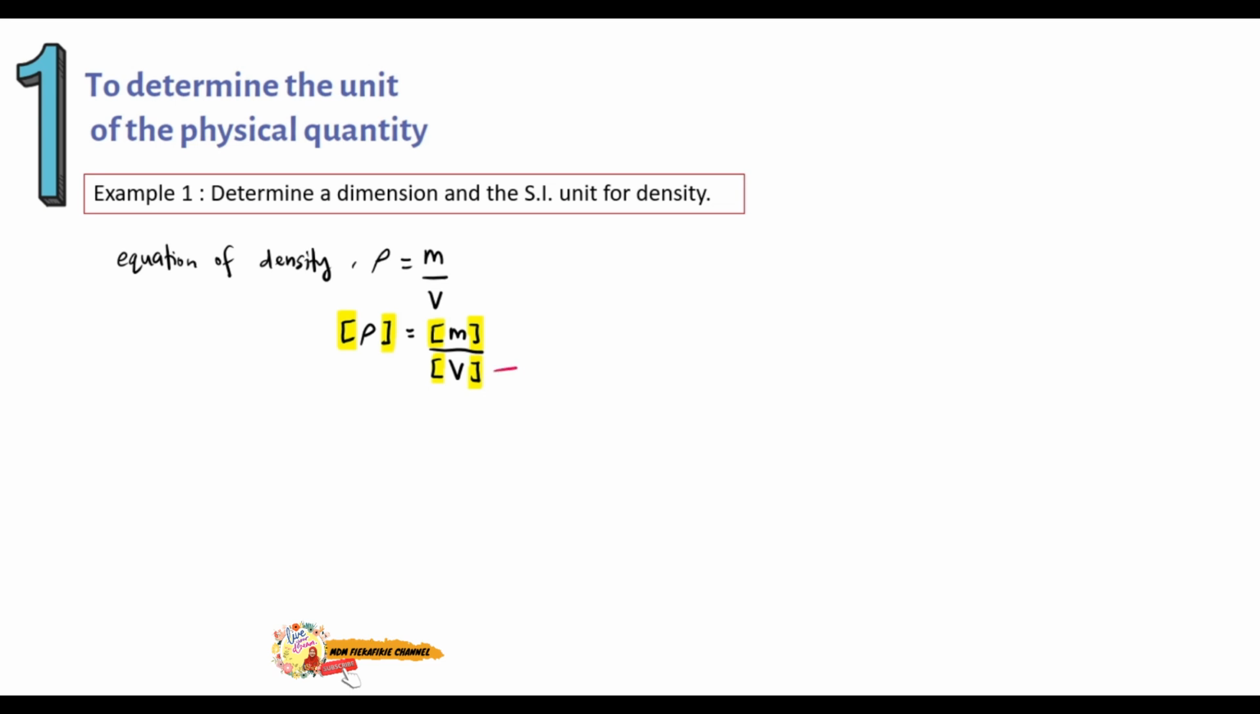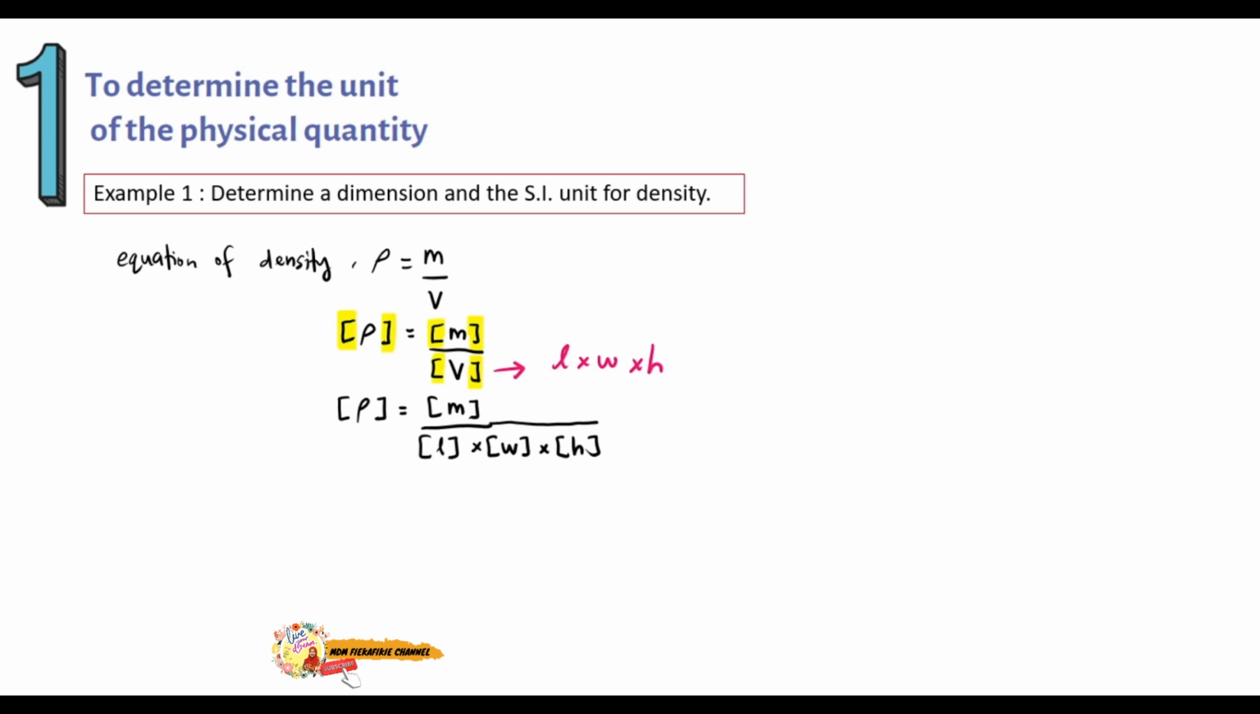Okay, and then look at here. As we know that volume, in order to calculate volume, where volume is equal to length times width times height. Okay, and we can write here that dimension of density is equal to bracket M over L, don't forget the bracket, times the width times the height. Okay, and alright. So from here, you must know that the dimension of mass is capital M and dimension of length is capital L, dimension of width is capital L, and also the dimension of height is capital L.